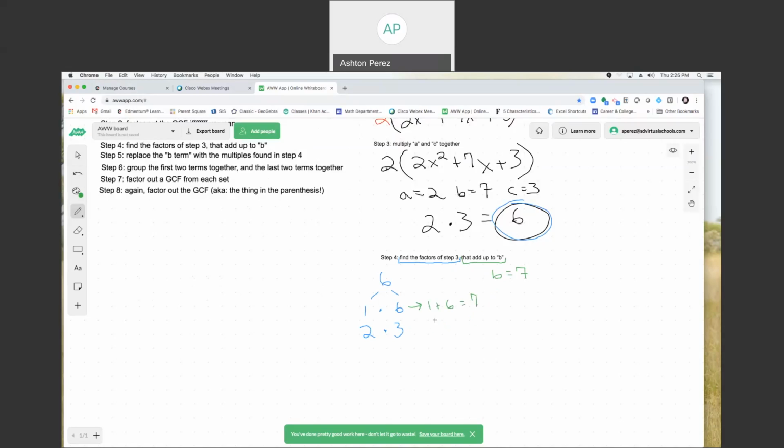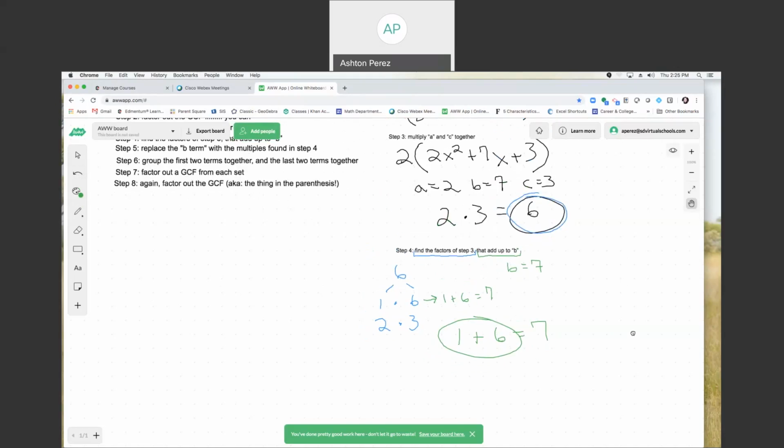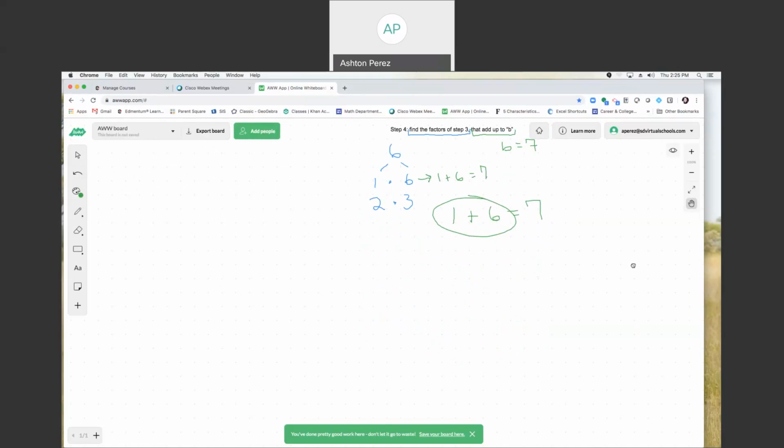Okay, so step 4, we found the factors that add up to b, which were 1 and 6, right? 1 and 6 give us 7. So this is what we're going to be using, or the 1 and 6 part anyway. All right, 1 and 6. Okay, so let's go to step 5 now. Step 5: replace the b term with the multiples found in step 4.